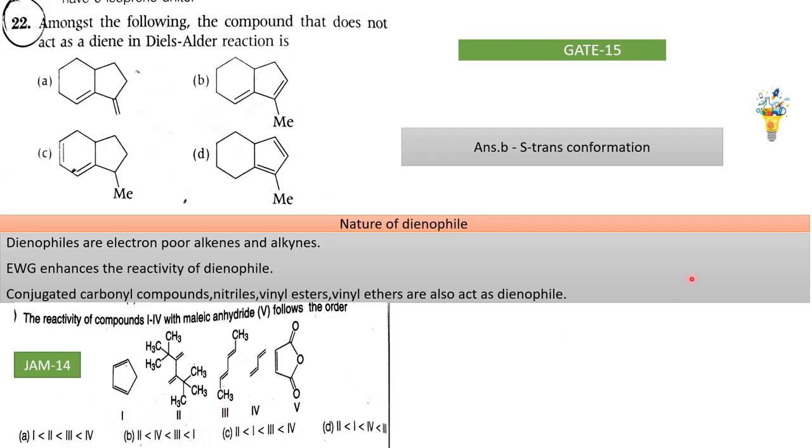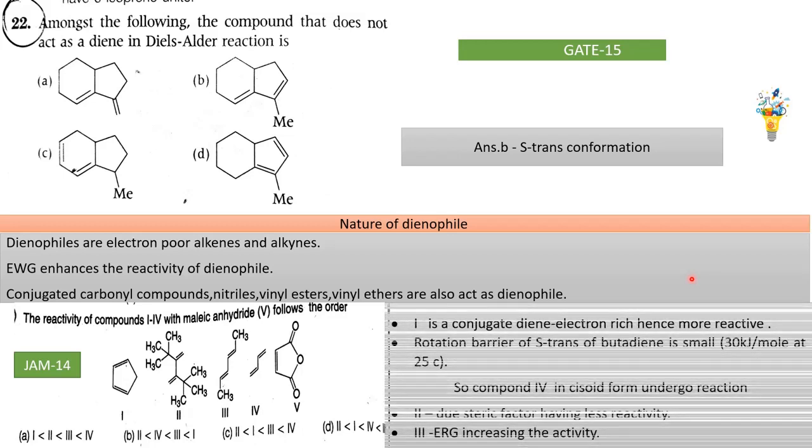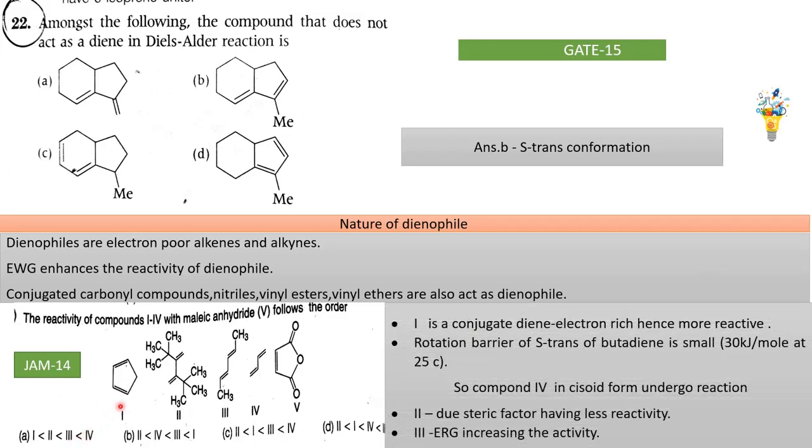Now let's go into the explanation. So one is the conjugated diene, electron rich, hence it is more reactive. So automatically it is in the first position among the three. So it is converted into the cisoid form. So it is Diels Alder reaction active. Okay. Then about 3, in 3, the methyl groups are electron releasing groups. So it increases the reactivity. So it follows the 1.